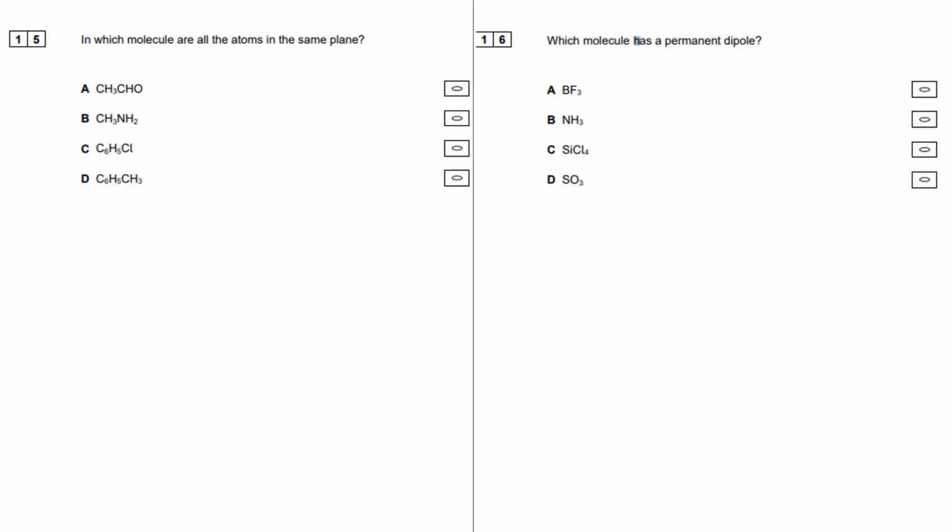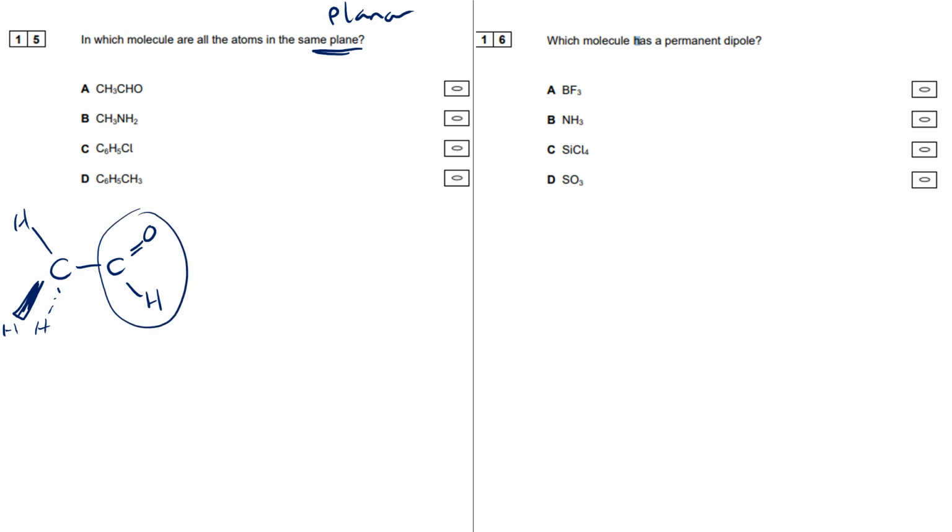Question 15. In which molecule are all of the atoms in the same plane? So we're looking for planar structures where the whole thing is planar. In A, you have CH3CHO, it's an aldehyde, specifically ethanal. The C double bond O group is planar, but it's also got a CH3. You should know that if carbon's got 4 bonding pairs, you're going to have a tetrahedral structure around that CH3. So even though that's planar, the CH3 group attached to the C double bond O is not planar. So that's in 3D.